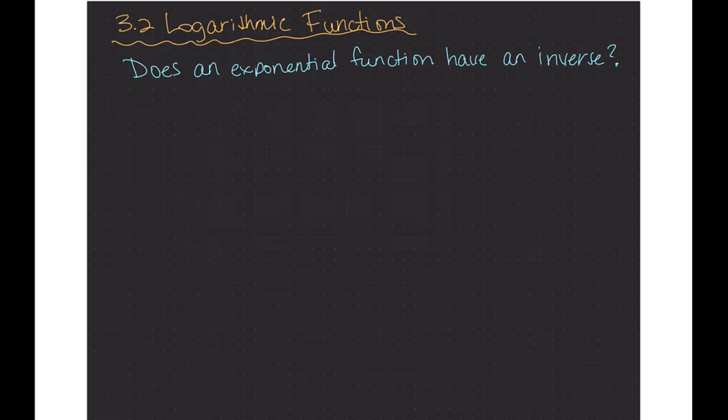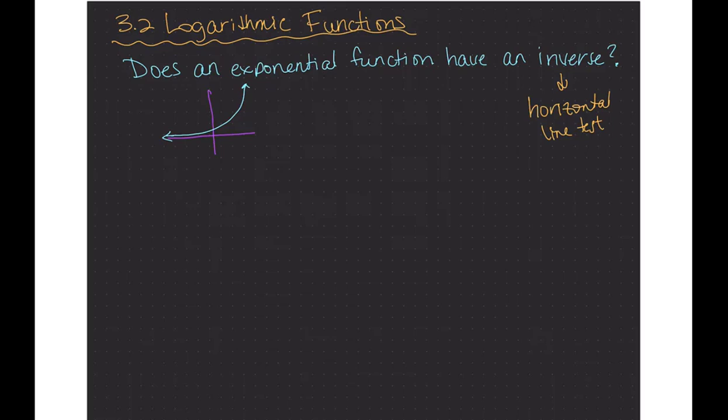Well, if we were to draw an exponential function, and we're just going to randomly pick one, I'm just going to pick an exponential growth. We know that it's going to look something along this line, right? So anytime we want to find out if a function has an inverse, we always test it by using the horizontal line test. And if the function passes the horizontal line test, then we know that the function has an inverse.